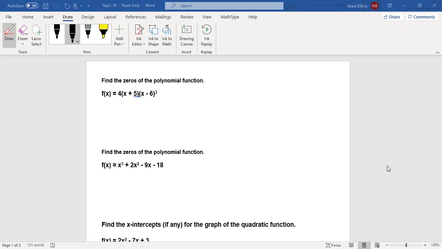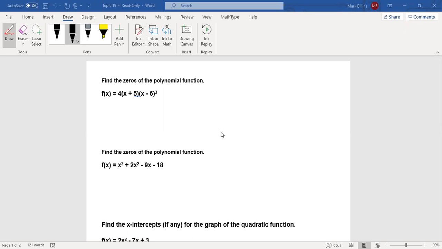In this section, we'll review finding the zeros of a polynomial, finding the x and y intercepts, finding the vertex and the axis of symmetry of a quadratic function. So let's start with finding the zeros of a polynomial. The zeros of a polynomial are the place where the polynomial touches or passes through the x-axis. Zeros and x-intercepts are synonymous.